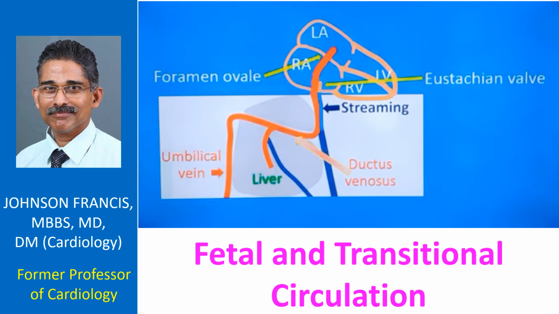Fetal circulation is different from adult circulation. In fetal circulation, the placenta does the oxygenation, while in adult circulation, it is the lungs which do the oxygenation. And fetal circulation can be called a shunt dependent circulation because there are intracardiac and extracardiac shunts.